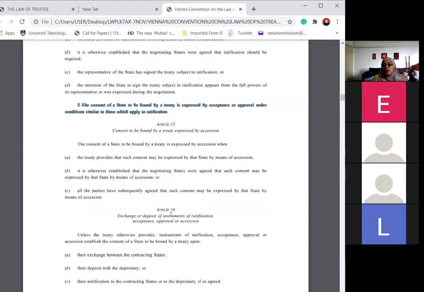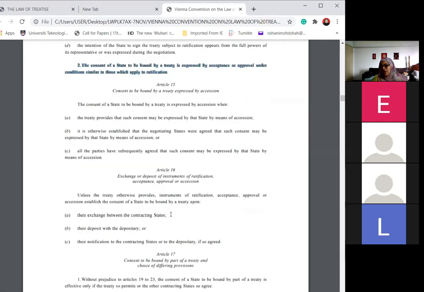Okay, look into Article 15, another explanation of consent. Consent to be bound by a treaty expressed by accession. This is the spelling: accession will only come after the treaty has already entered into force. You accede when the treaty provides that such consent may be expressed by means of accession, after the treaty has already entered into force.